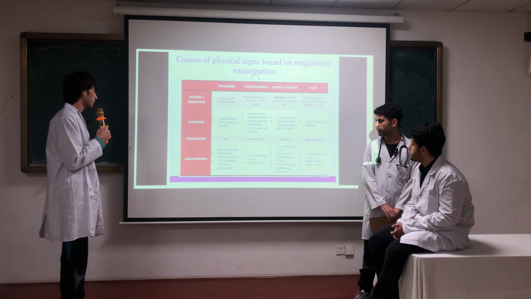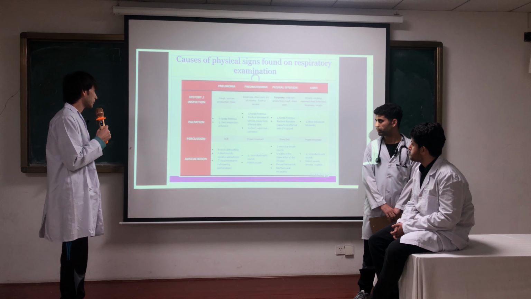Causes of physical signs found on the respiratory examination: inspection, palpation, percussion, auscultation. In case of pneumonia, there can be cough, sputum production, fever. In case of pneumothorax, there can be dyspnea, chest pain, history of trauma. In pleural effusion, there can be dyspnea, mild non-productive cough, chest pain. And in case of COPD, there can be a history of chronic smoking, repeated chest infection, etc.